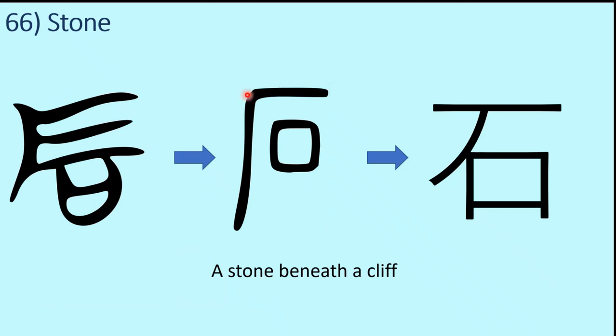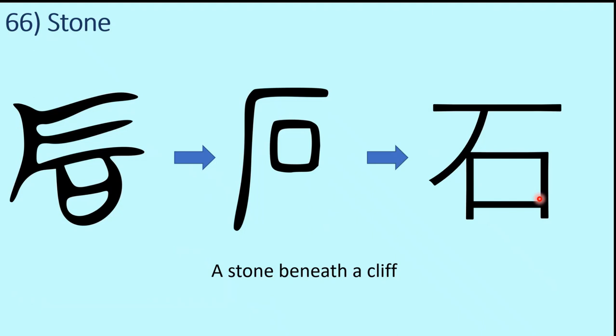And so this represents the mountain or the cliff and this represents a stone. So a stone on the side of a mountain. And from this modern form of the kanji symbol has come. So this is the cliff and this is the stone under the cliff on the mountain. So this is how this character has been derived.